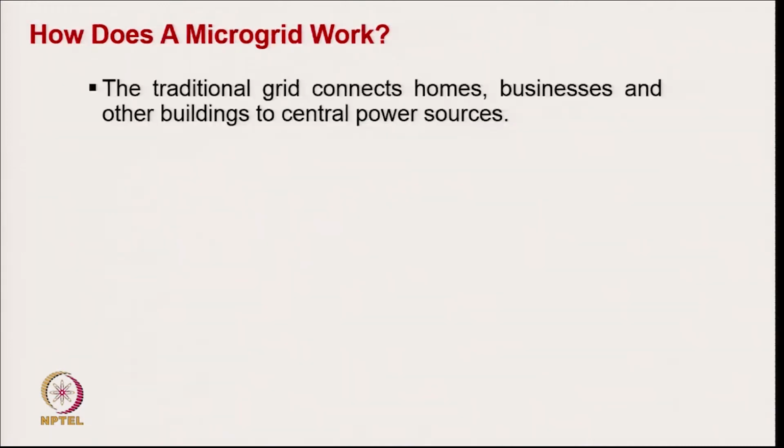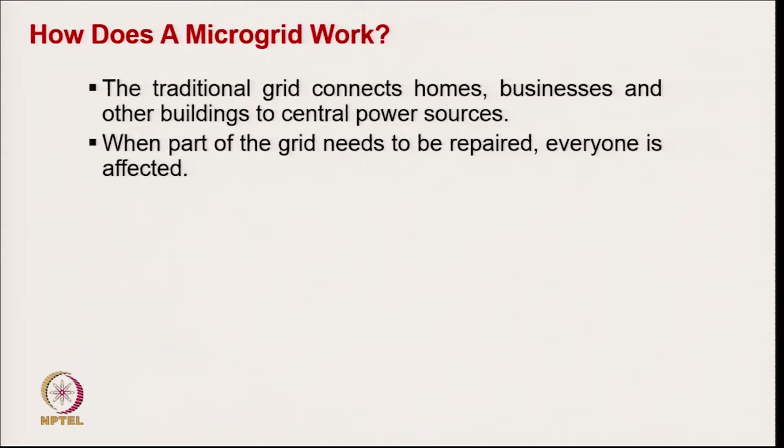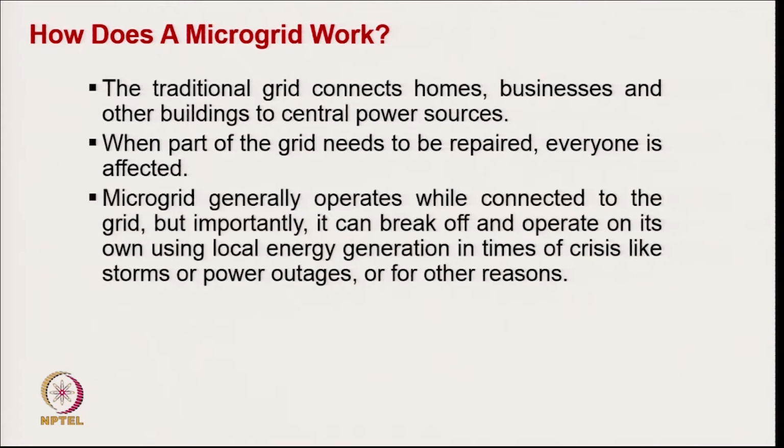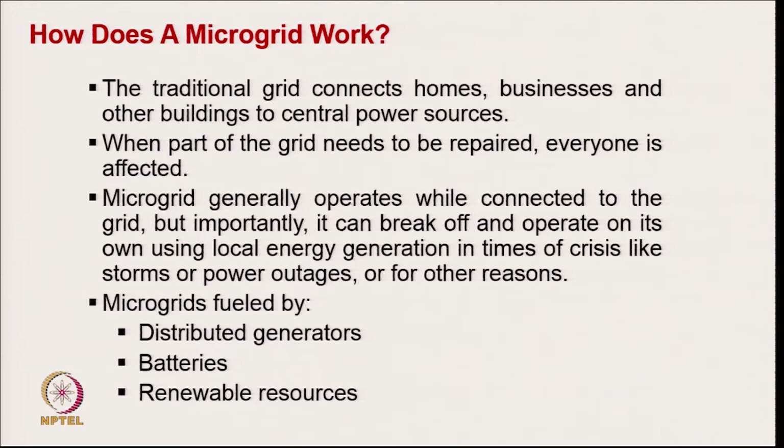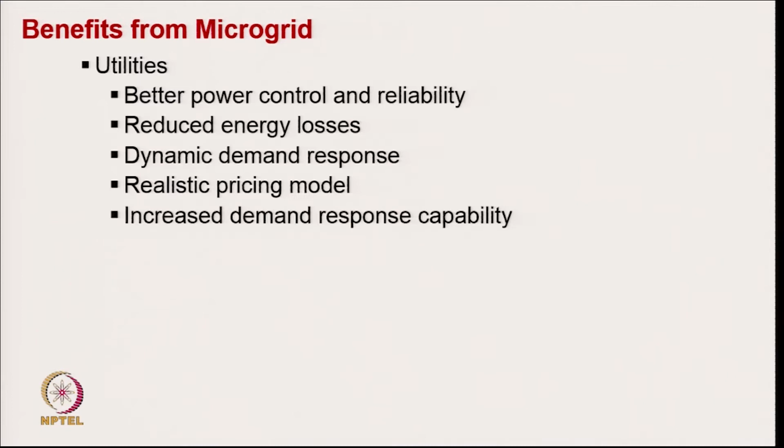And how does a microgrid work? The traditional grid connects homes, businesses and other buildings to central power sources, and when part of the grid needs to be repaired, everyone is affected. A microgrid generally operates while connected to the grid, but importantly it can break off and operate on its own using local energy generation in times of crisis like a storm, a power outage or for other reasons. A microgrid is fueled by distributed generators, batteries and renewable energy sources.